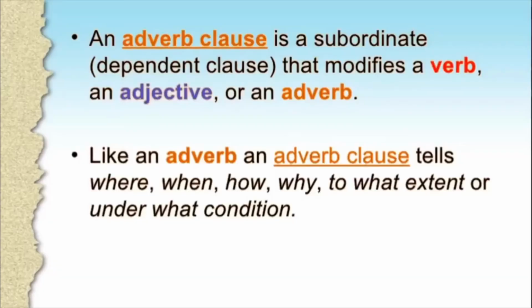So let us see. An adverb clause is a subordinate clause that modifies a verb, remember. Just like adjective clauses modified the nouns, the adverb clauses will modify the verb, the adjective or another adverb. Okay, so remember, just like the adjective is connected to the noun, the adverb is connected to the verb or sometimes to the adjective also. So an adverb clause will also tell you where, when, how, why, under what condition, to what extent, etc.